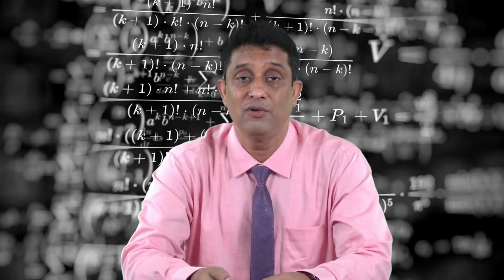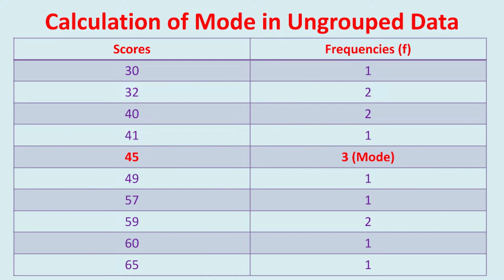So try to understand how to calculate. What you can do, first you write the scores without repetition. That means if there is a repetition of a single score in the distribution, you need not write the same score again and again. So here, without repetition, I have just mentioned 30, 32, 40, 41, 45, 49, 57, 59, 60 and 65. And further in the second column, you see, I have just mentioned the frequencies. How many times has that score occurred? The frequency of 30 is 1, frequency of 32 is 2, 40 is 2, 41 is 1, then frequency of 45 is 3, then 49 is 1, 57 is 1, 59 is 2, 60 is 1 and 65 is 1.